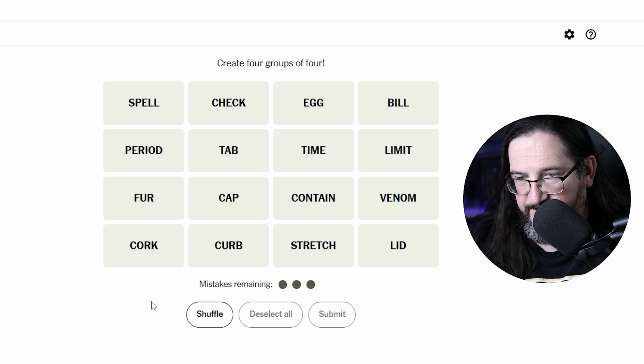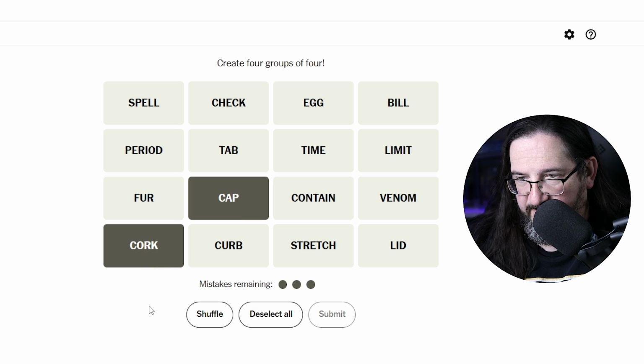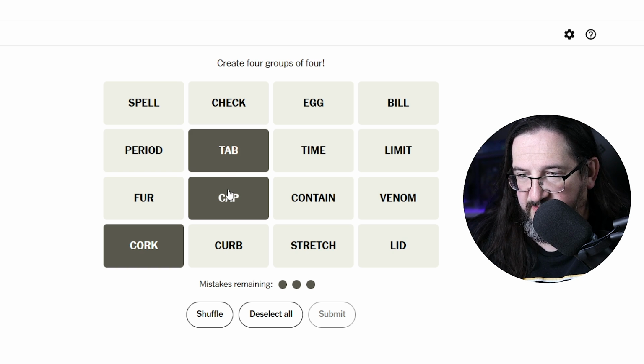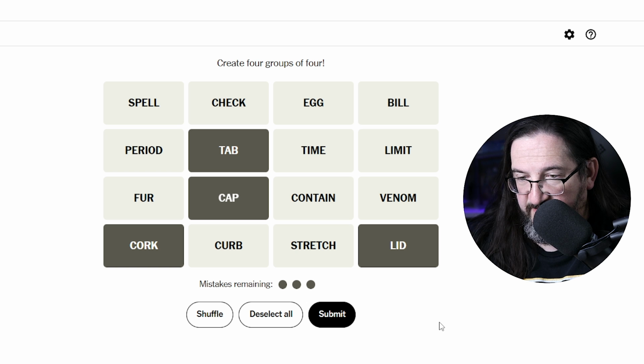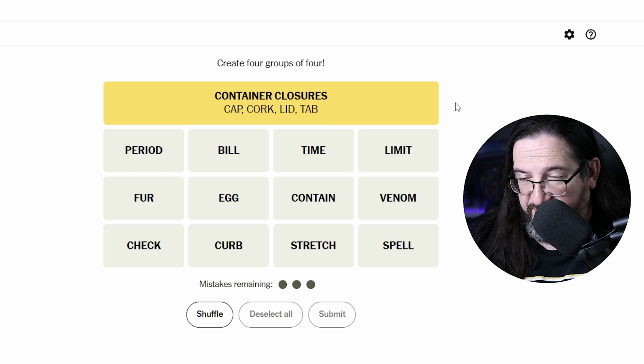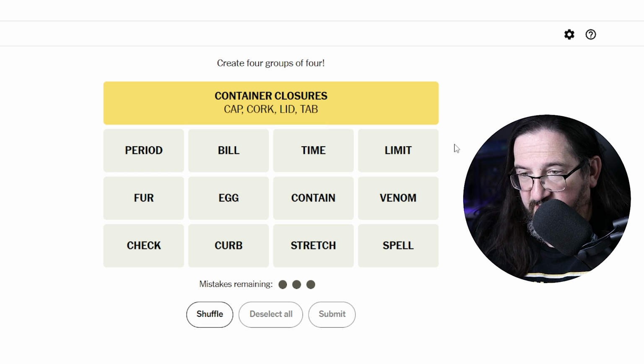A cork, a cap, a tab, like a tab on a soda can, and a lid. A lid, a cork, a cap, and a tab would be beverage fasteners, things you open to open a beverage. A container closures. Okay, there you go. And that's the yellow. All right, so that kind of also maybe opens up the one we were at before.